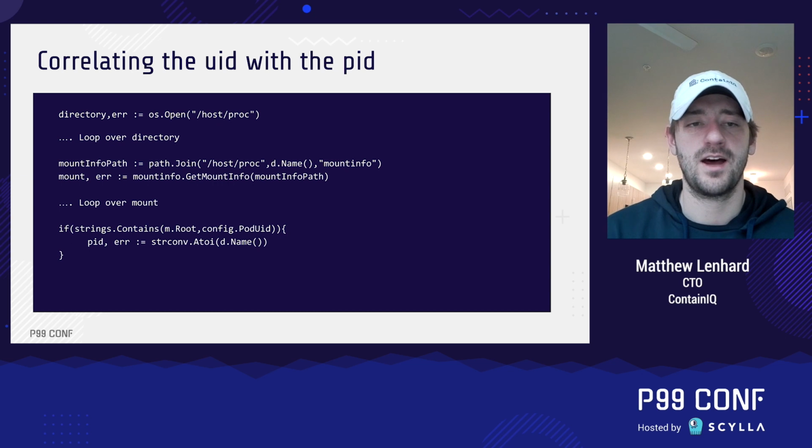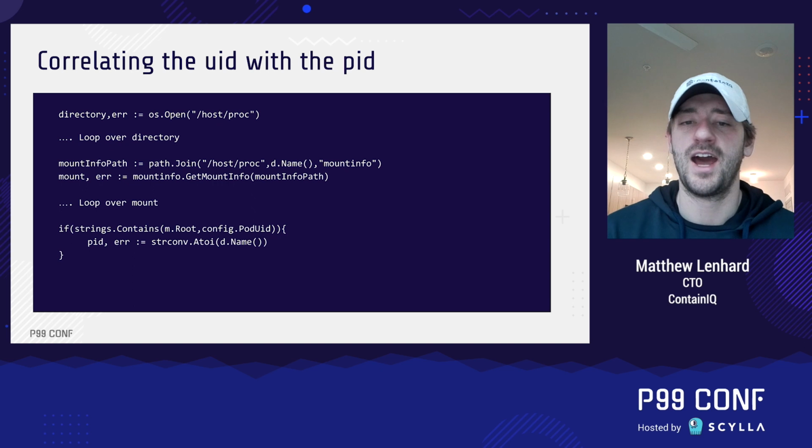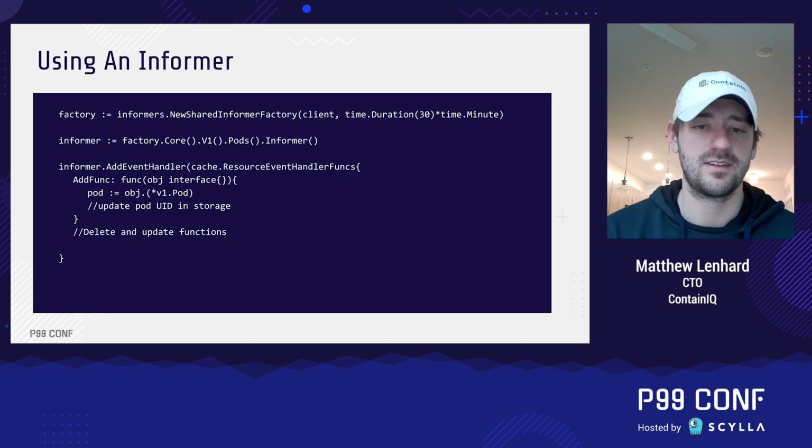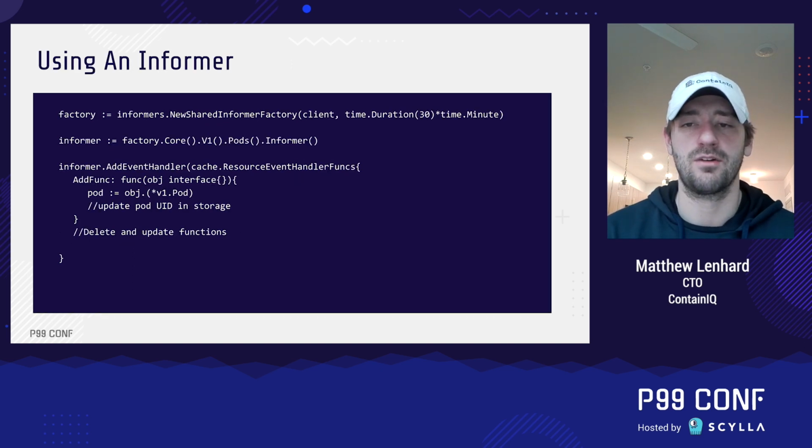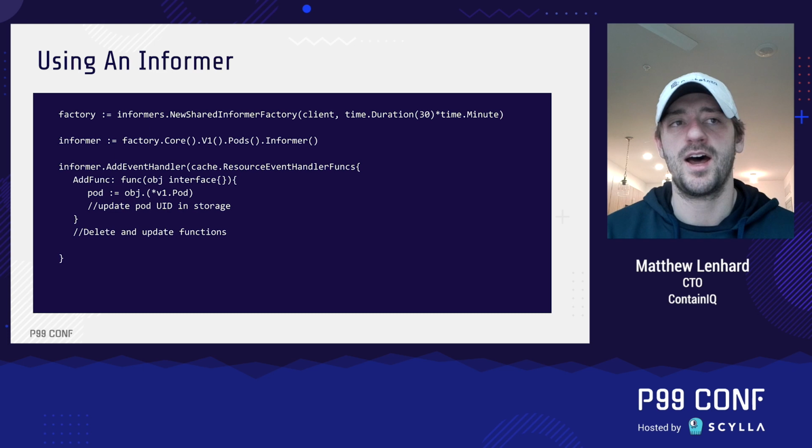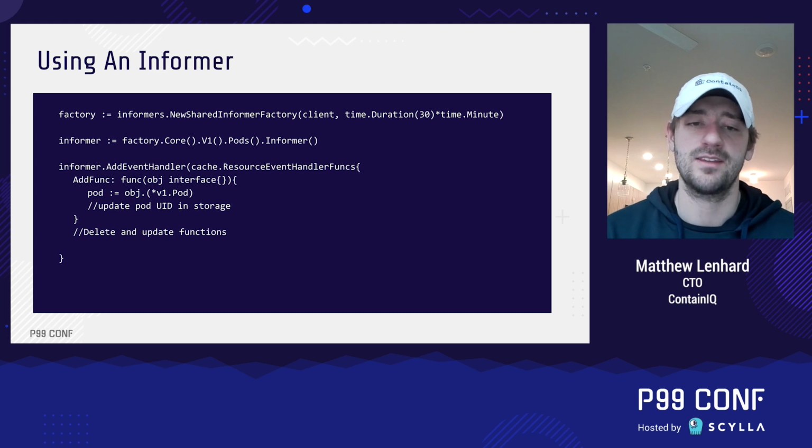Finally, we're going to set up an informer. Just some example code here. There's obviously more to it, but basically anytime a pod is added, we can add the UID to our storage system. Anytime it's deleted, we can remove it. This allows us to, anytime a pod is created, automatically attach our program to that corresponding PID.